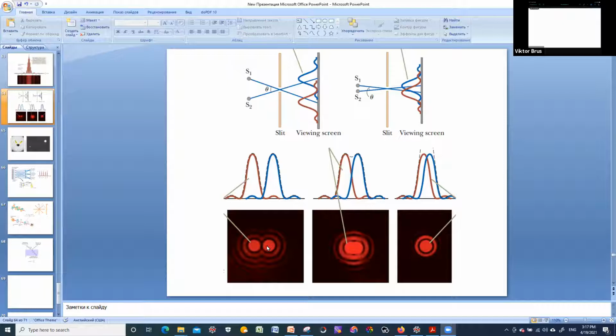However, there is a certain condition when the central maximum of one image falls on the first minimum of the other image. So we have the central maximum of one image and the central maximum of another image. Then we see that here the central maximum falls into the first minimum of the other image. This is the condition of so-called just resolved two objects. So we see that we have two objects here, the same objects as in the image shown on the left.